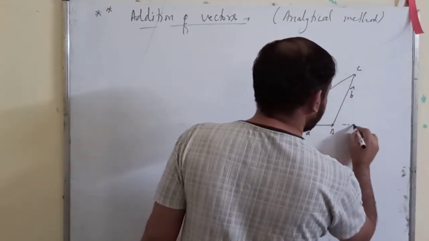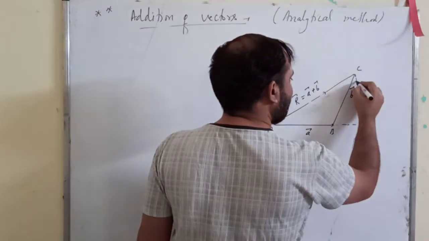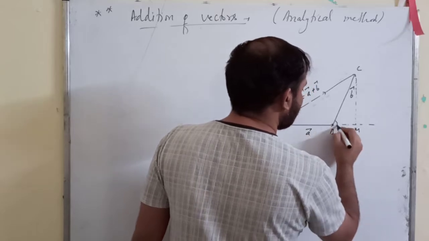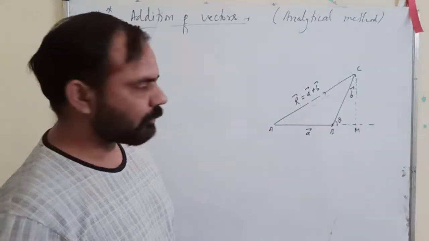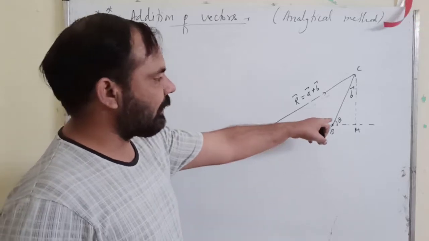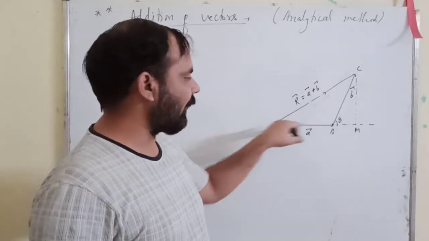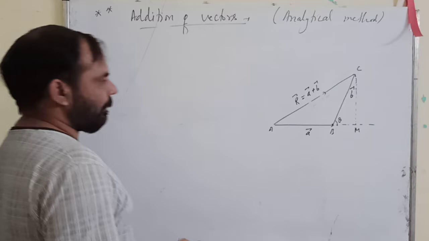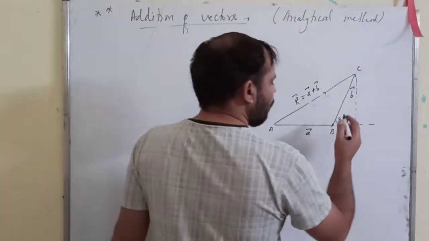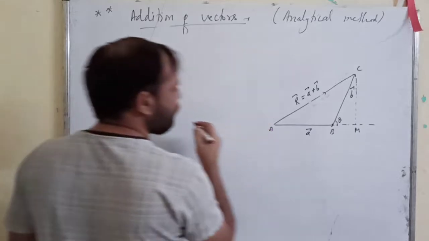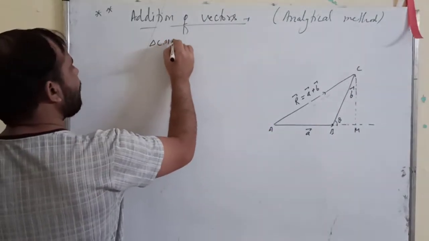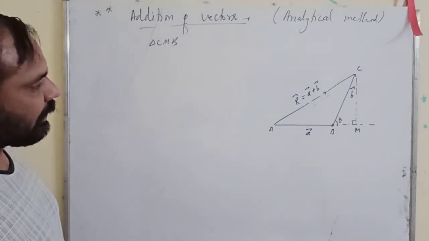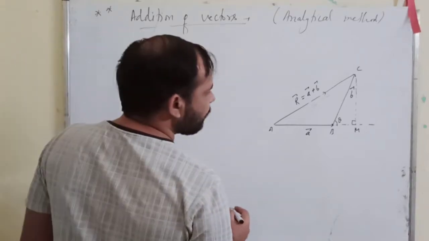So what I will do, I will extend this and drop a perpendicular from here, M. Let us suppose that this angle is theta. I dropped a perpendicular from C to AB produced, and CM is that perpendicular. Now in triangle CMB, since this is a perpendicular, this is 90 degrees here.